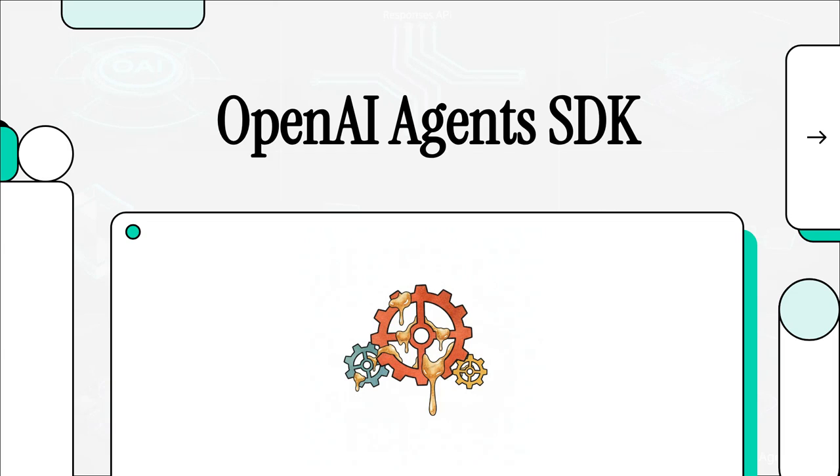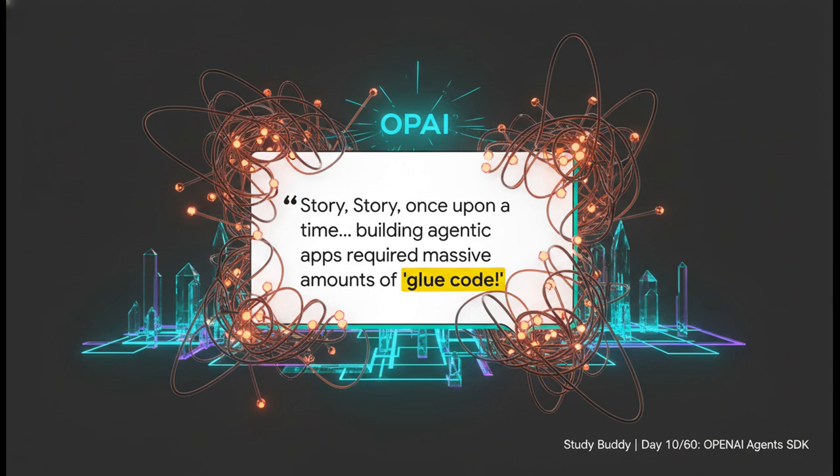Okay, let's dive right in. We're talking about a huge shift in how we build with AI. It's all about moving away from all that messy patchwork stuff and towards something way more powerful, native agency. Once upon a time, building agentic apps meant writing massive amounts of glue code. Developers were literally stuck, manually stitching together APIs, trying to manage state. It was a real headache. But then, the OpenAI Agents SDK came along and completely changed the game.